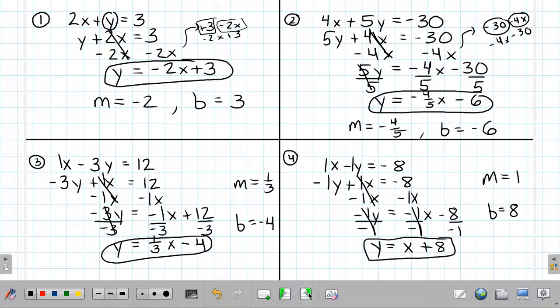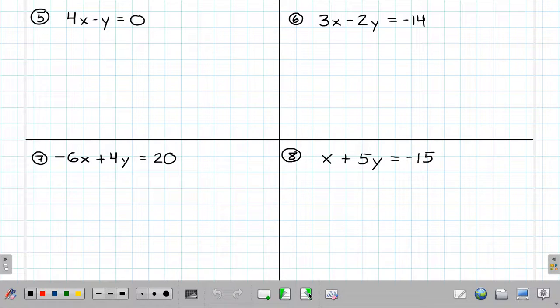Okay. So like I said, really try to pay attention to the steps that I'm doing here. And like I said, every single one of these questions works the same way: you've got an equation in standard form, and you do the same steps to get it into slope-intercept form.